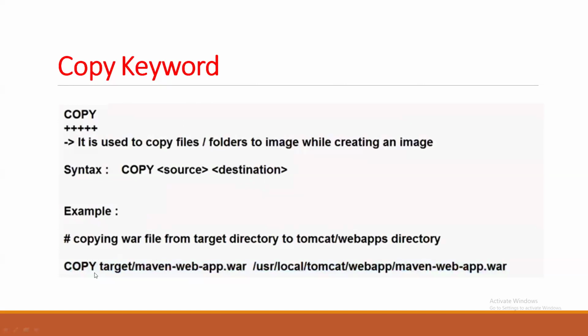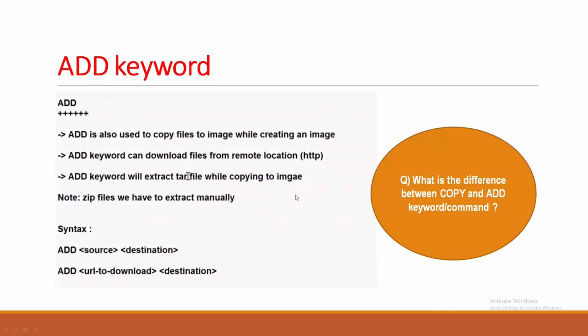Syntax: COPY source and destination. Example: copying a war file from the target directory to the Tomcat webapps directory. COPY target/maven-web-app.war /usr/local/tomcat/webapps/maven-web-app.war. So it is copying from one location to another location while creating the image. Okay, the ADD keyword. What is the difference between the COPY and ADD keyword commands?